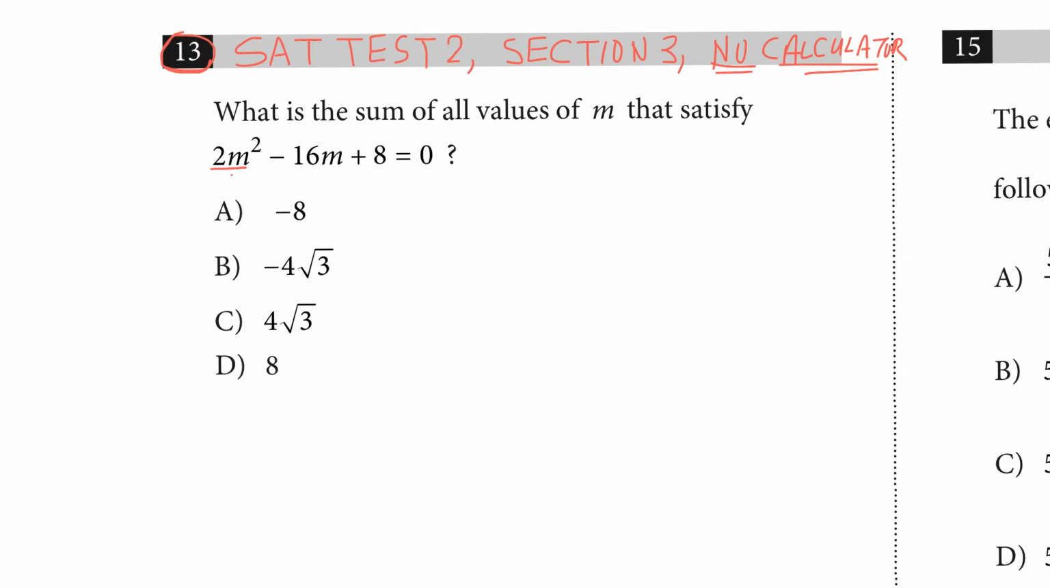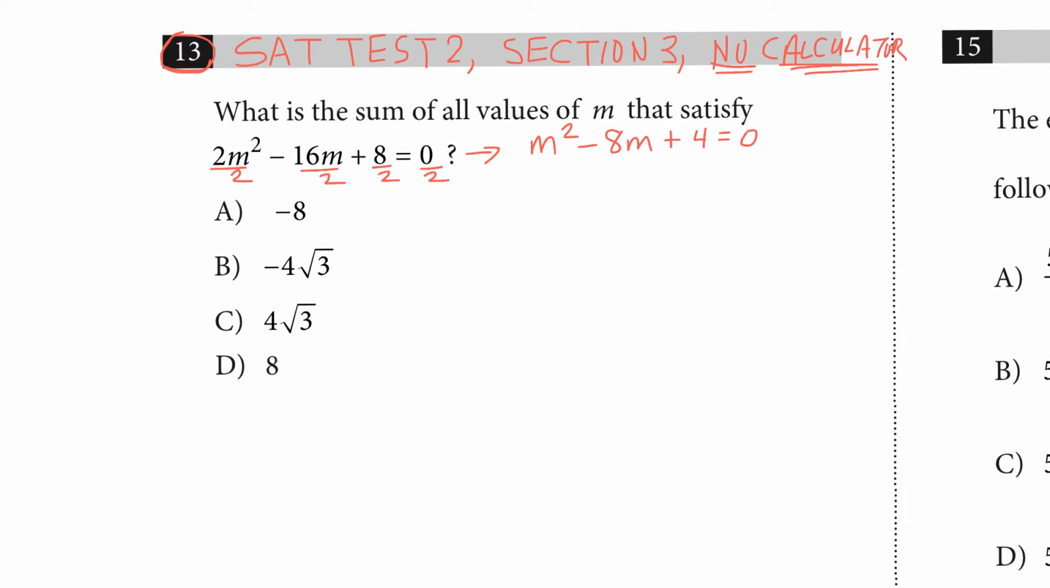Divide everything by 2. If we divide everything by 2 here, we can simplify this problem, and we now have m squared minus 8m plus 4 equals 0. And if we try to factor this, we quickly find out that this is not factorable. So if we can't factor it, this is a non-calculator section. So the last thing we can do is maybe use the quadratic formula.